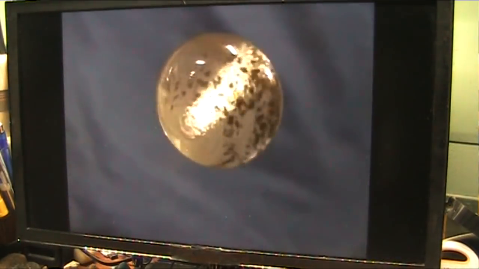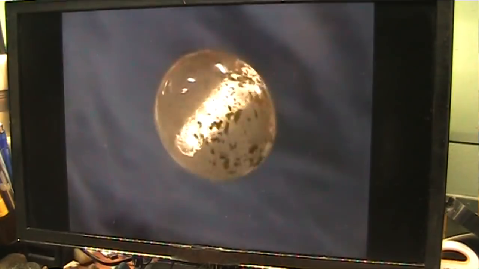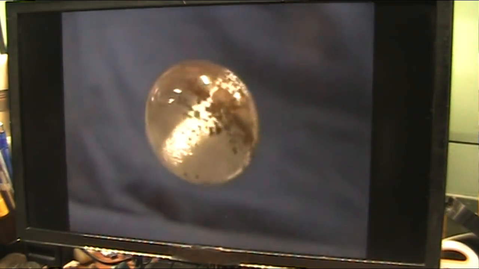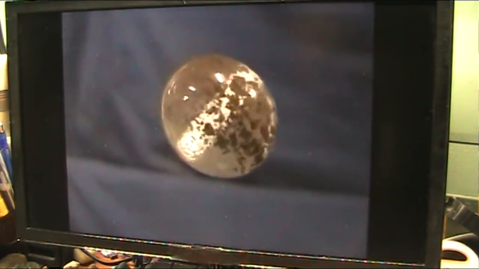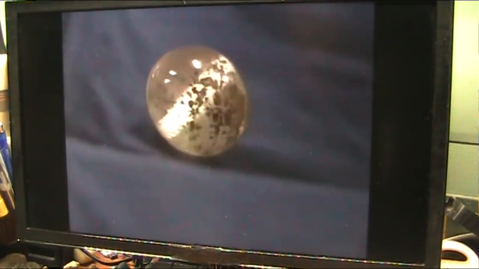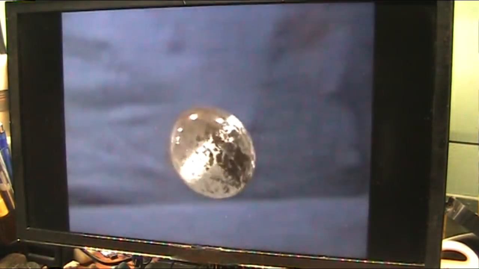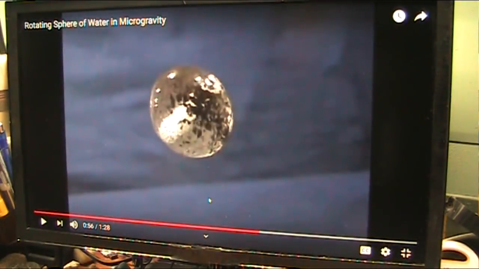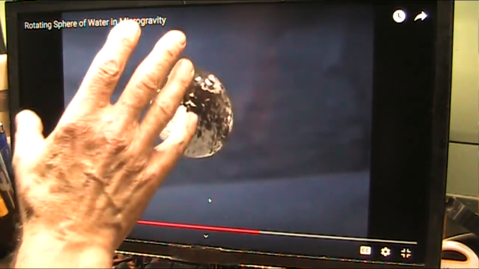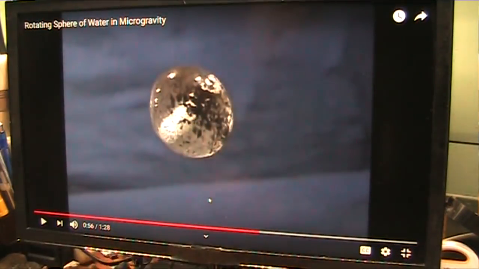Here we have a rotating sphere filled with bubbles and tea leaves, and as expected, the bubbles go to the center and the tea leaves go to the outside edge, along with a few chunks of orange peel. All right, that's all we need to really see. This, as far as I'm concerned, is demonstrative of what we live on, the Earth.